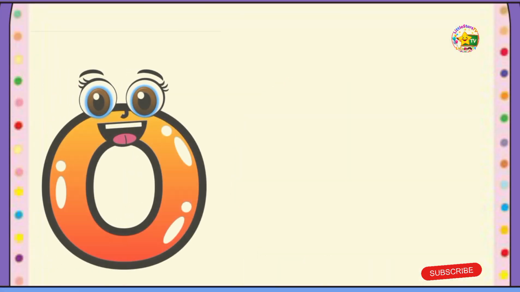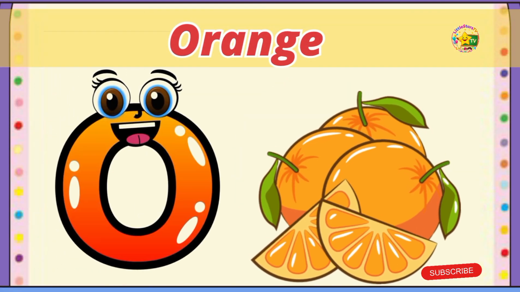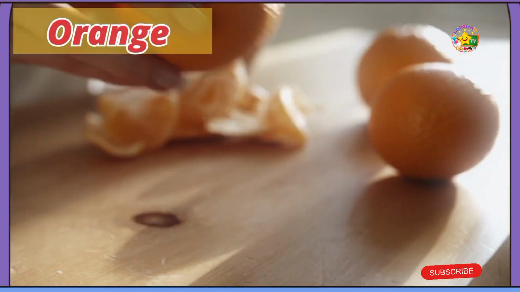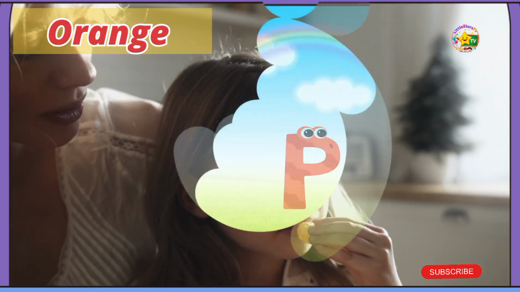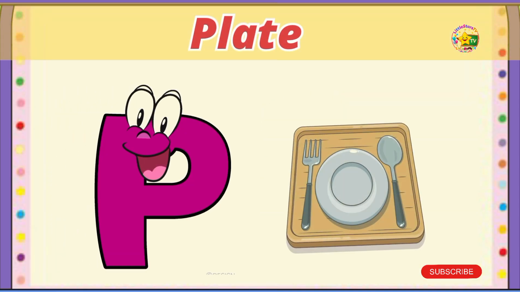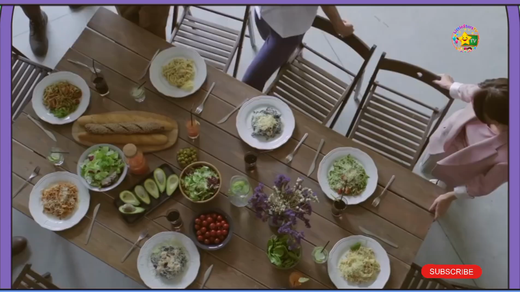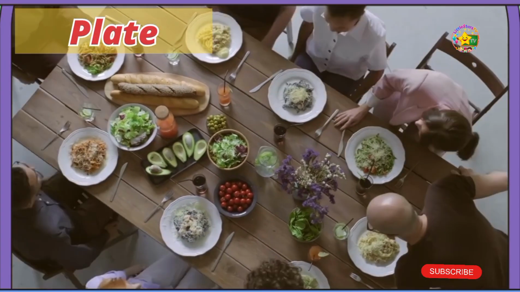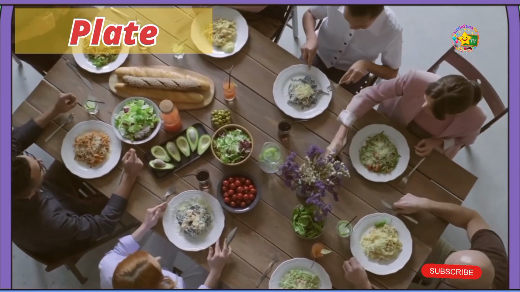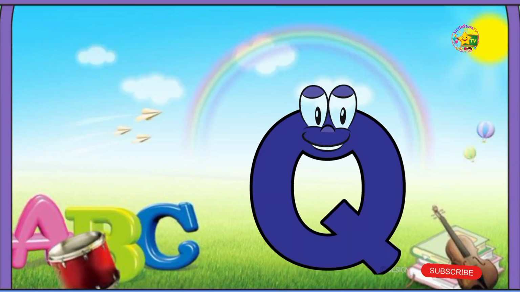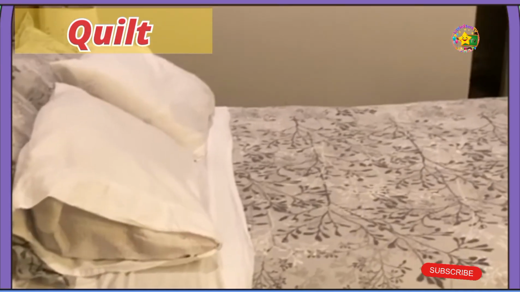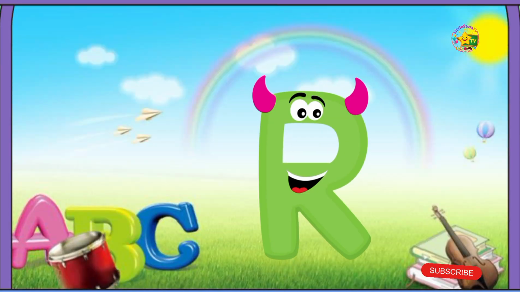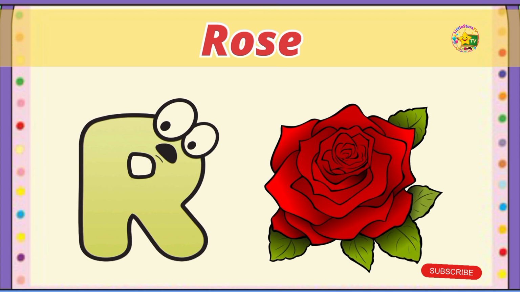O for orange. P for plate. Look, plate is round. Q for quilt. R for rose.